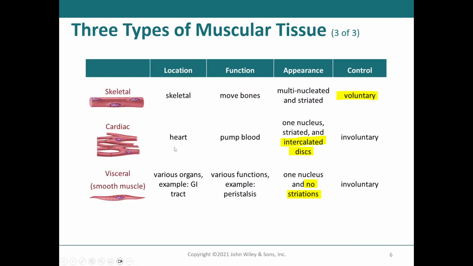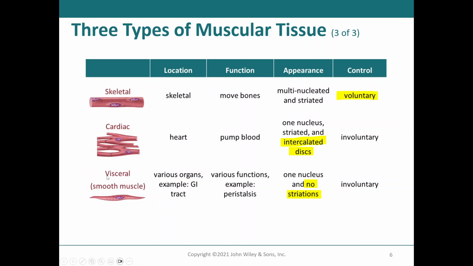So this is heart tissue. Its main function is to pump blood, and you're going to see one nucleus usually per kind of area. It's still going to have striation, but it's going to have much more of these intercalated discs that you don't see anywhere else, and that's because they are very important for conduction and propagating the signal that it gets.